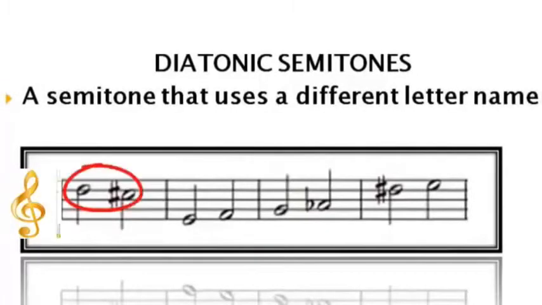Again, let's assume we're in the treble clef. We would have D to C sharp. That would be a diatonic semitone because it has a different letter name. E to F is a diatonic semitone because it has a different letter name. G to A flat is a diatonic semitone because it has a different letter name. And D sharp to E is a diatonic semitone because it has a different letter name.